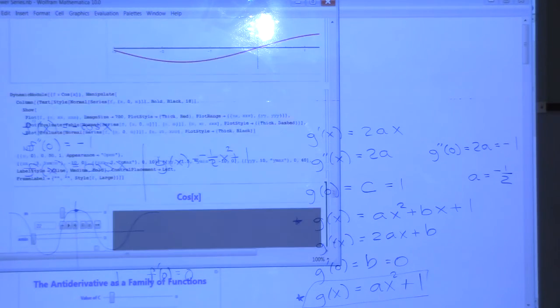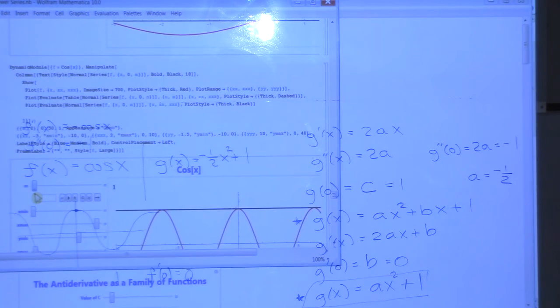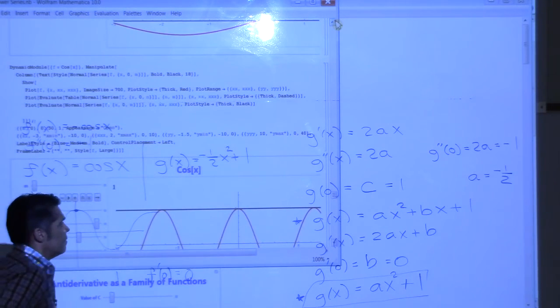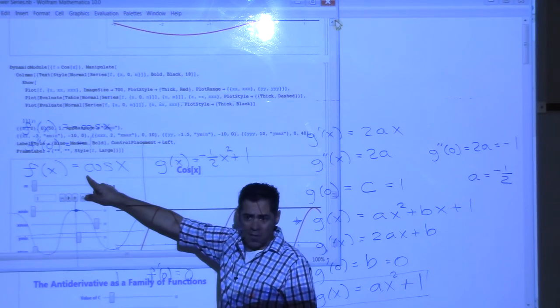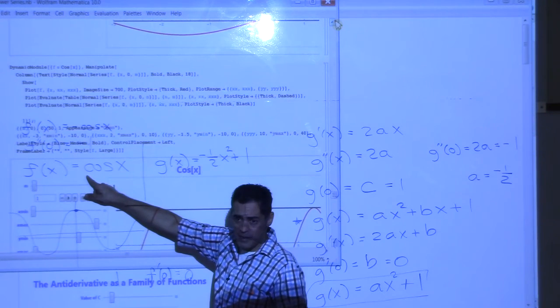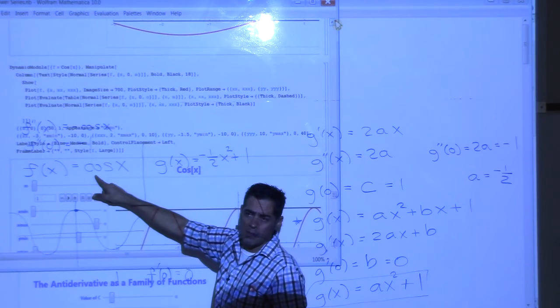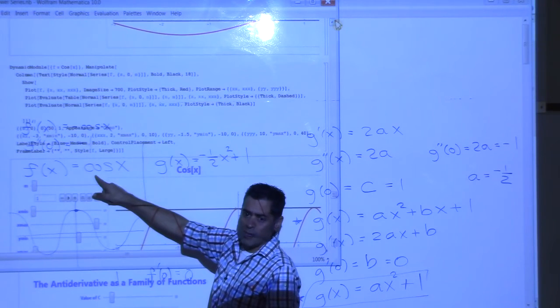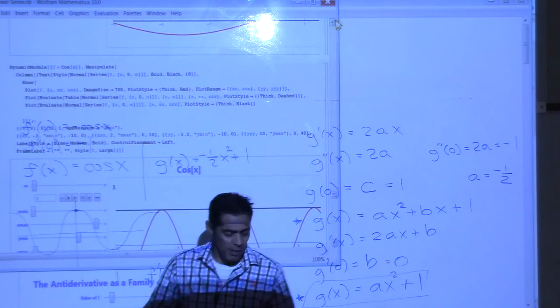Professor? Yes. Sorry, I got a little lost. Why is the second derivative of g at 0 equal to negative 1? Because that's what the second derivative of this cosine function at 0 is, negative 1. So the second derivative of this, if you plug 0 into it, you get negative 1. And so I want that to match over there.